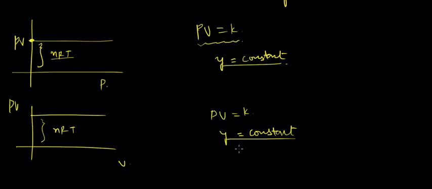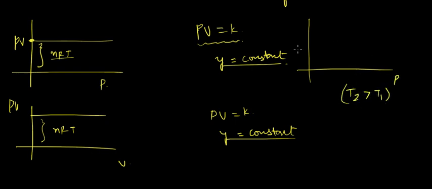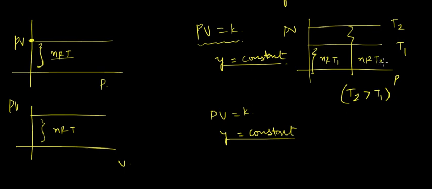Okay, but if we now have two different temperatures here, let's say T1 and T2, such that T2 is greater than T1, and again we have the graph between PV and P. At temperature T1 this would be the nature of the graph, and this would be the nature of graph at T2. So this is nRT1 and this is nRT2. As T2 is greater than T1, this intercept would be greater than the T1 intercept.